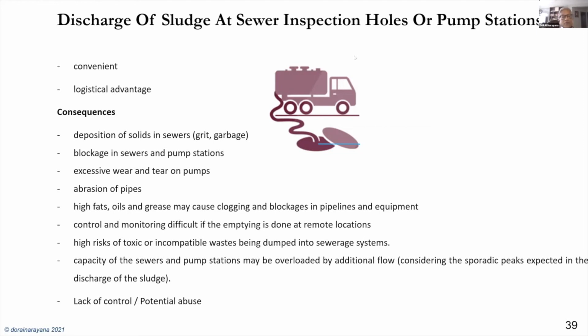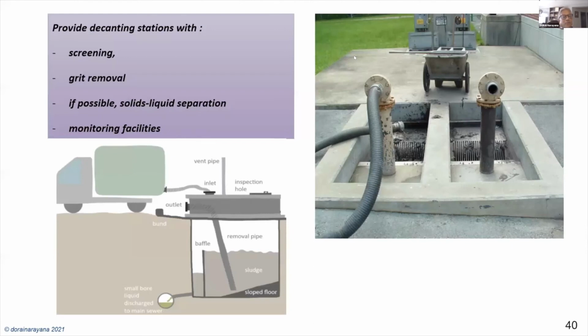Okay, these are some of the things. So we then must have a proper way to provide decanting stations so that the logistical advantage of remote addition can be taken advantage of. At the same time, we can have some safeguards like having a screening, a grit removal, and possibly a solid-liquid separation process in these decanting stations before the liquid part is co-treated. And of course, we may have some kind of monitoring facilities where there's somebody there who's taking care to see what is being discharged and maybe checking where these tankers are bringing the sludge from.